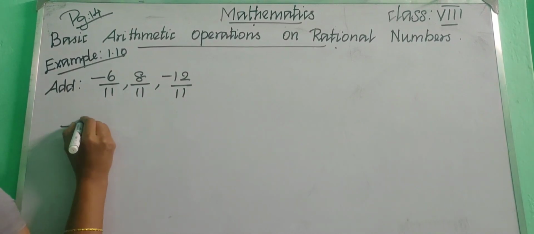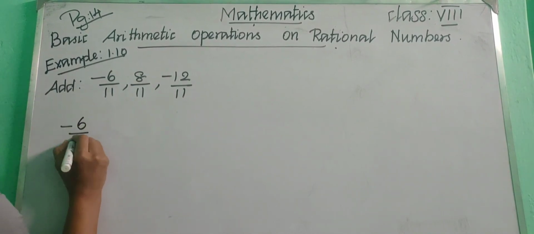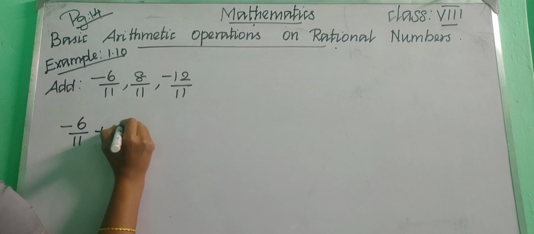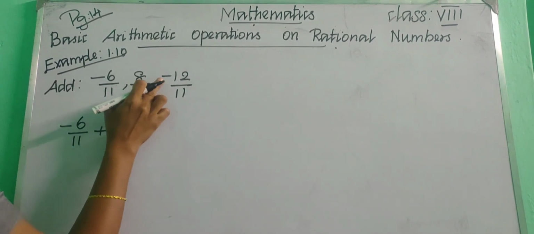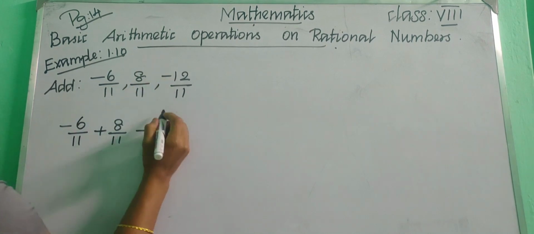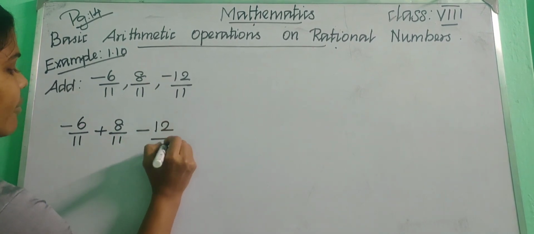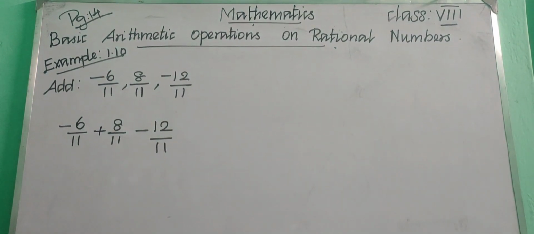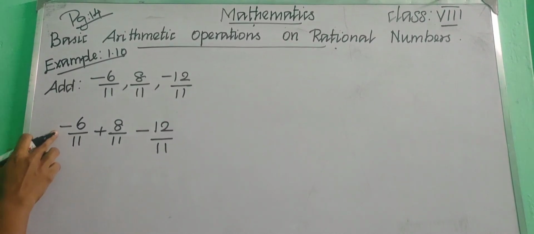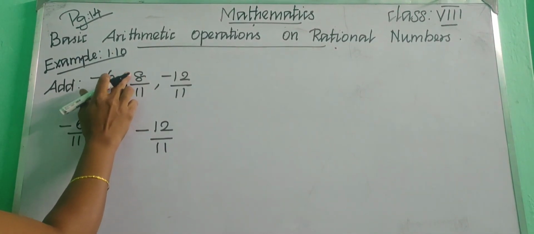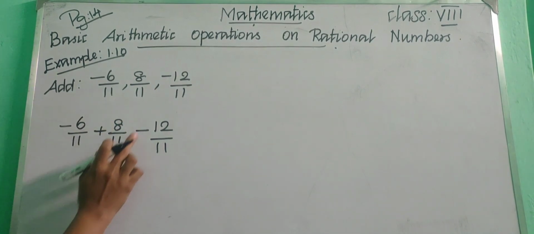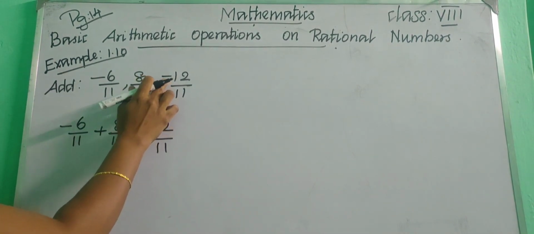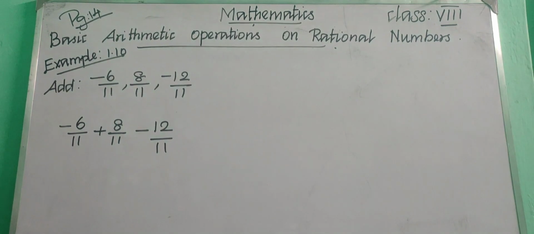So simply first of all write it. Okay, minus 6 upon 11 plus 8 upon 11. Okay, we are having minus sign here, right? So that minus 12 upon 11. Okay, just put the same sign there. Okay, so minus 6 upon 11. Here we are having plus symbol. Okay, so no symbol means we can put plus. So plus 8 upon 11, and then we are having minus symbol here, so that minus 12 upon 11.